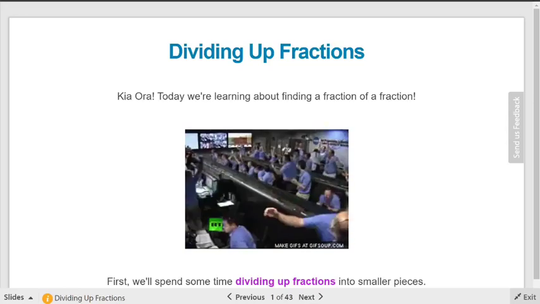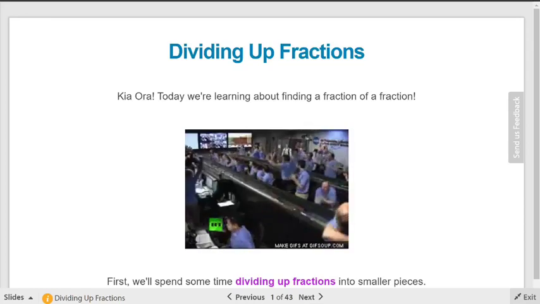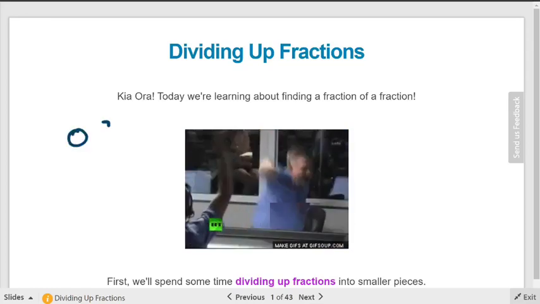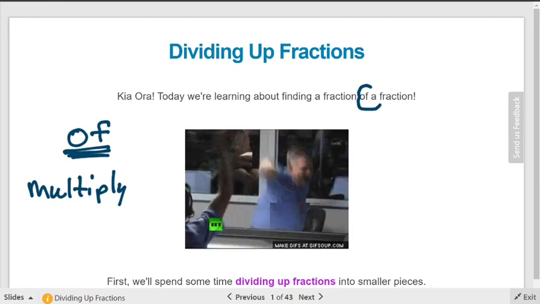We've talked about the word "of" before, haven't we? Does anybody remember what the word "of" means to do? You bet. "Of" means to multiply, right? So what we're doing is taking a fraction of a fraction, which means that we are actually multiplying them.